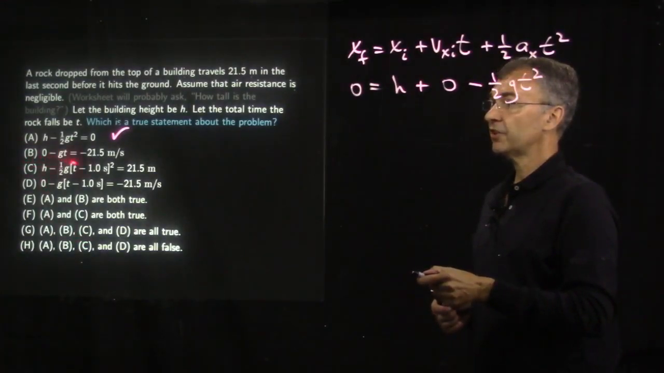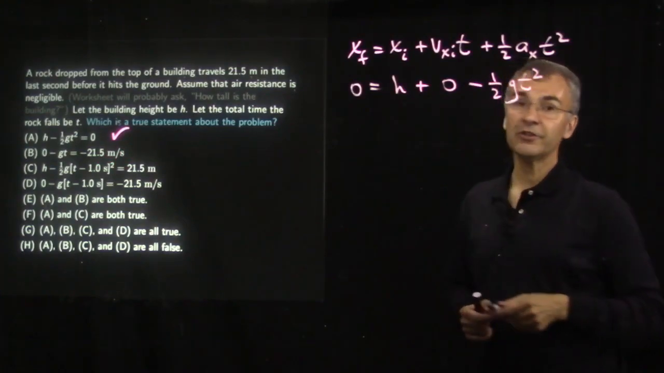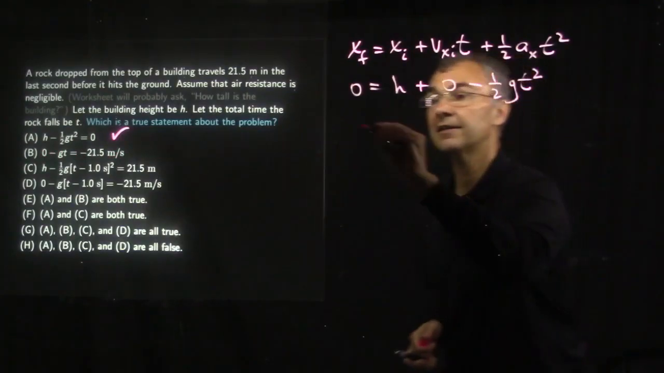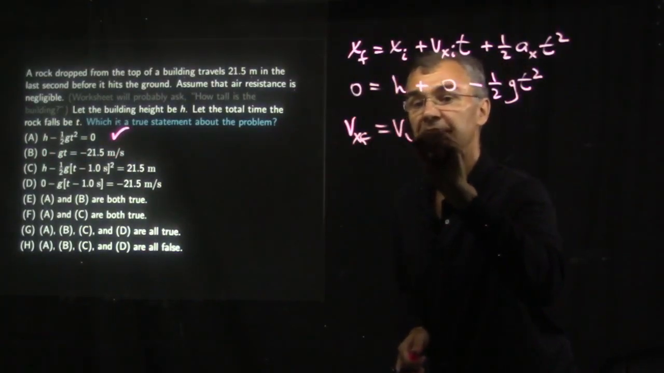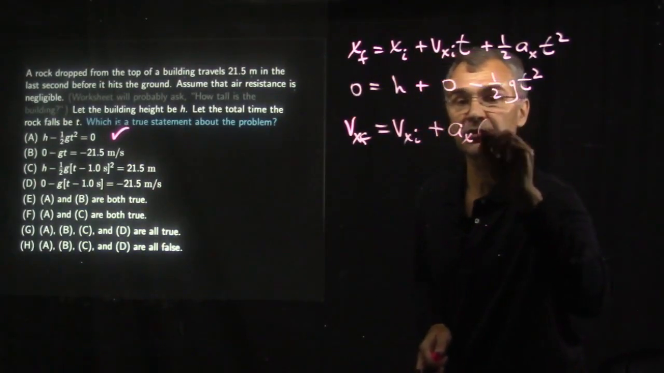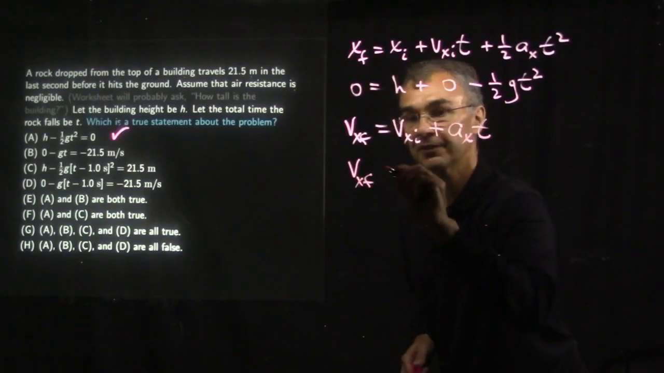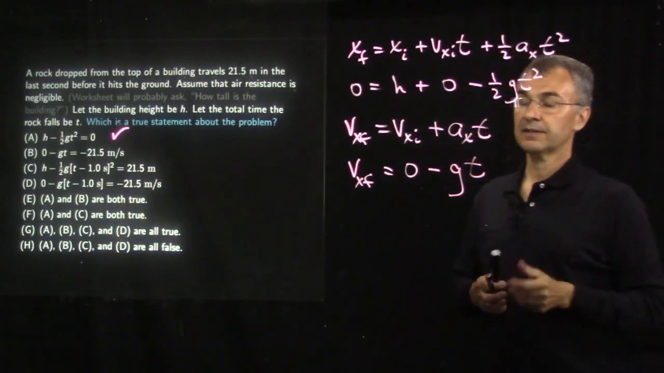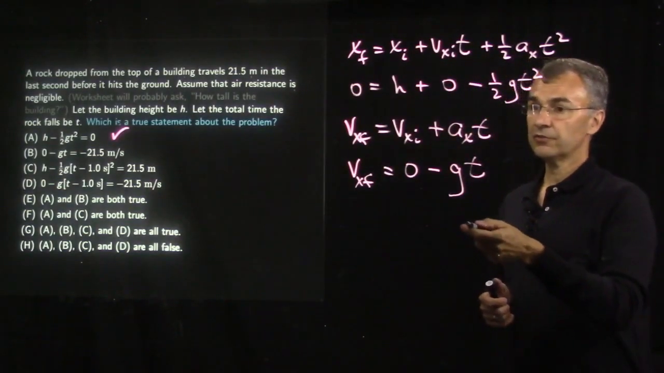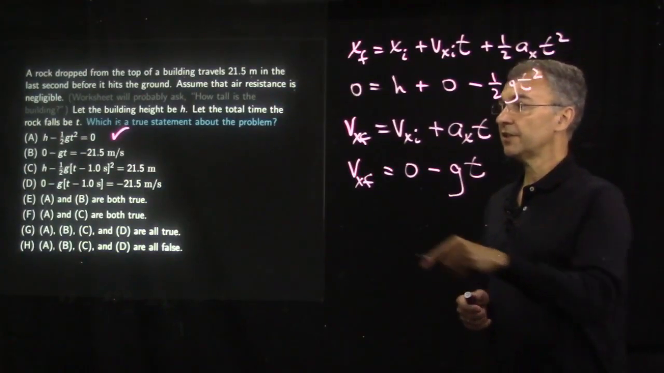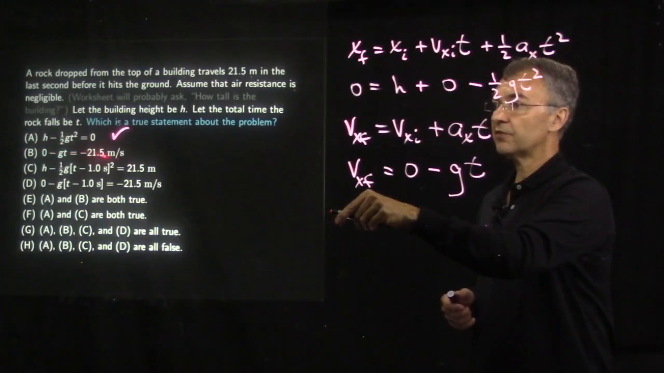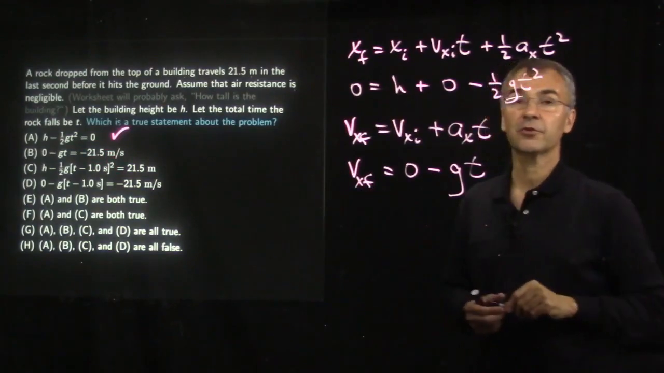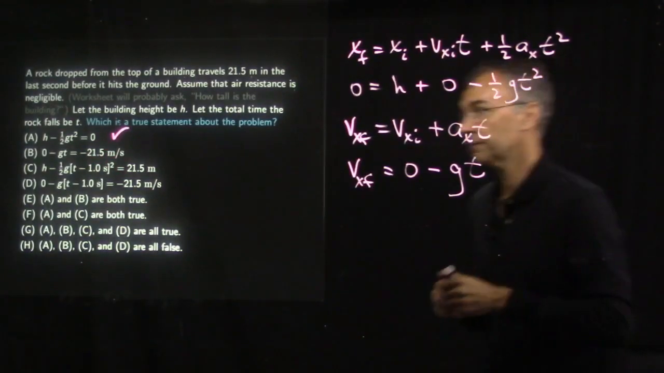What about 0 minus gt is minus 21.5 meters per second? I think we just ruled that out on a previous slide. That's saying vx final equals vx initial plus a sub x t, so vx final equals 0 minus gt. That is true, but vx final is not minus 21.5 meters per second. Vx final is probably going to be somewhat more negative than 21.5 meters per second. So this is wrong.